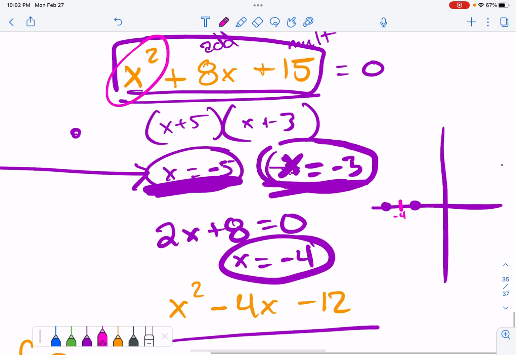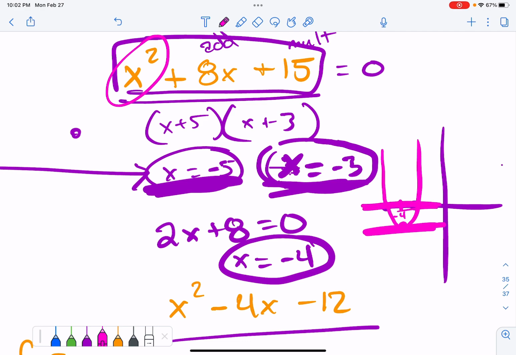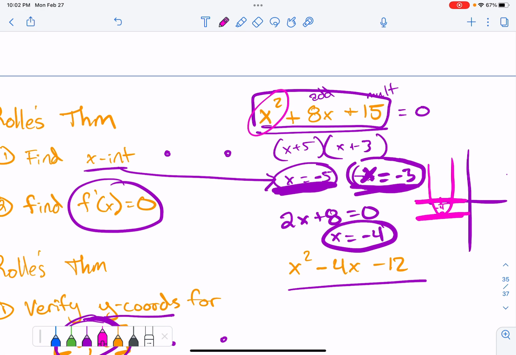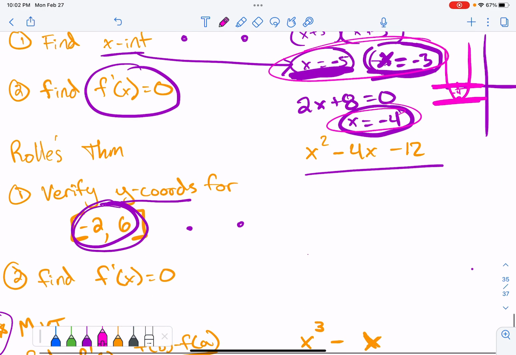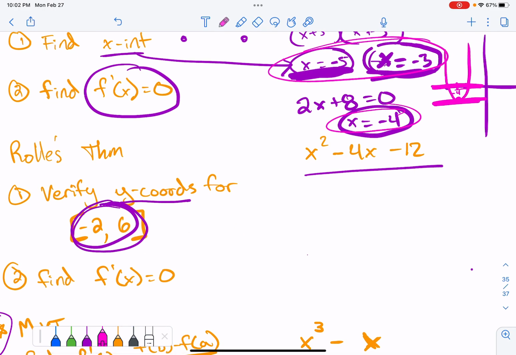Because this is a parabola, and I know he's a smiley face, he's probably going to be a hump that looks like this. So my derivative is going to be 0 at -4, same as the slope between -3 and -5, okay? So that's how Rolle's theorem works, right? We found the x-intercepts. They're directly across from each other, and -4 is the point where he has a hump, okay?